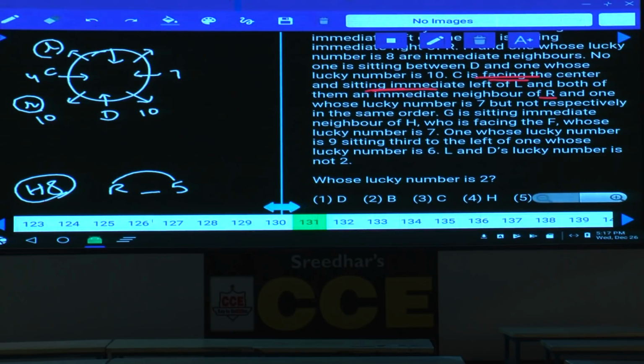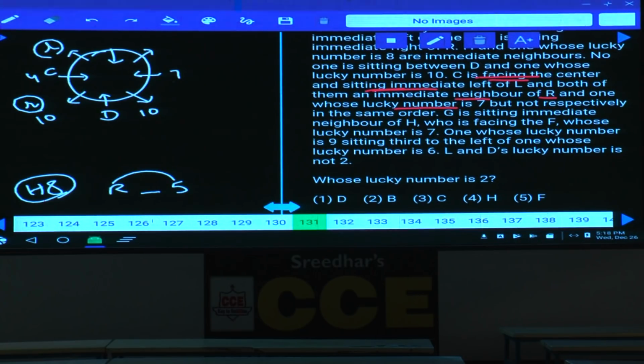C is facing the center and sitting to the immediate left of L, and these two persons are immediate neighbors of R, and one whose lucky number is 7, but not necessarily in the same order. One whose lucky number is 7.